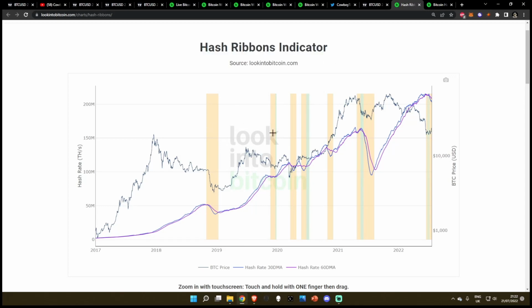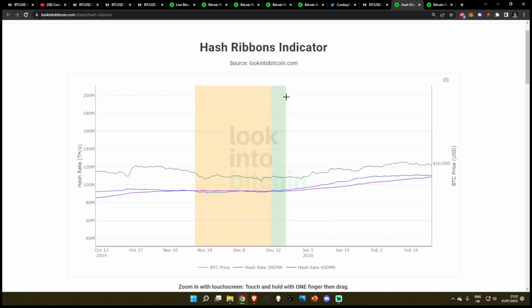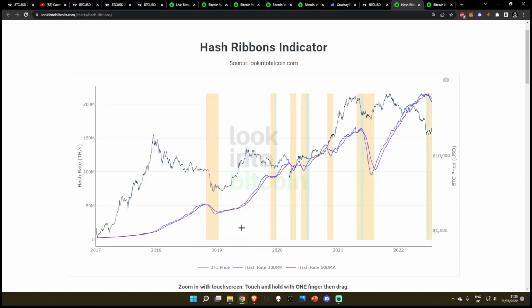So the first thing you'll probably notice when we are looking at the hash ribbons indicator is we've got a series of colorful lines plotted over our chart. Now we've got predominantly these orange vertical boxes. There's 7 of them in total, and if you do zoom into every single one of them, you'll see that they are followed up by a brief stroke of a green line. Now what do these lines mean?